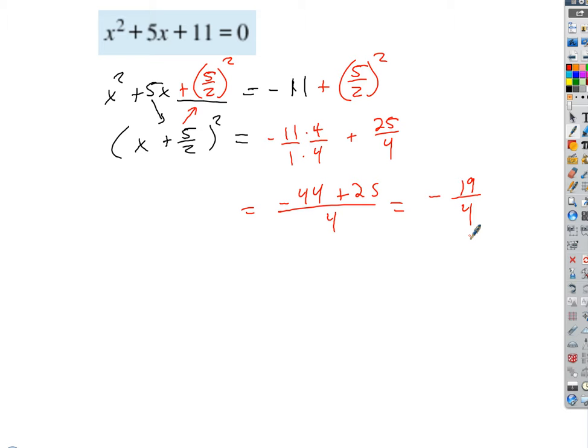I just get x plus 5 halves quantity squared equals negative 19 fourths. That's the product of completing the square, the result of completing the square. Later on, we'll actually continue on with this process and solve for x by isolating x, but for now, that's all we want.